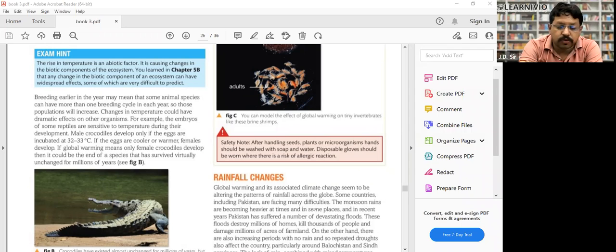If global warming... do you have this idea that the temperature decides whether it will be male or female, crocodile and some other reptiles? Yes. No, no, no. So you can note down first that part.